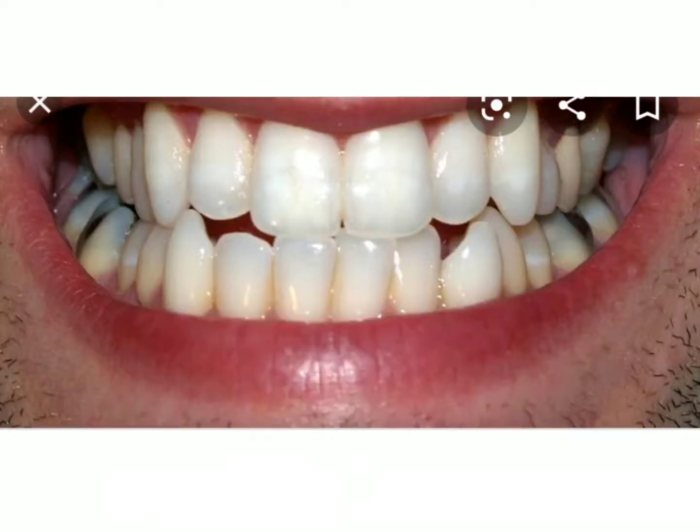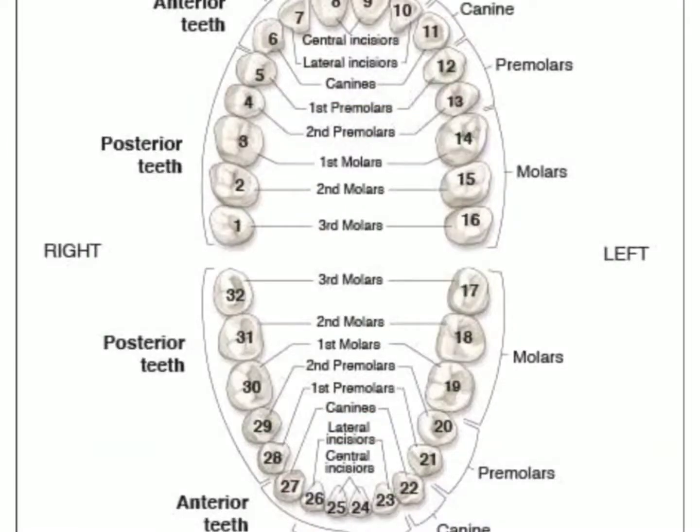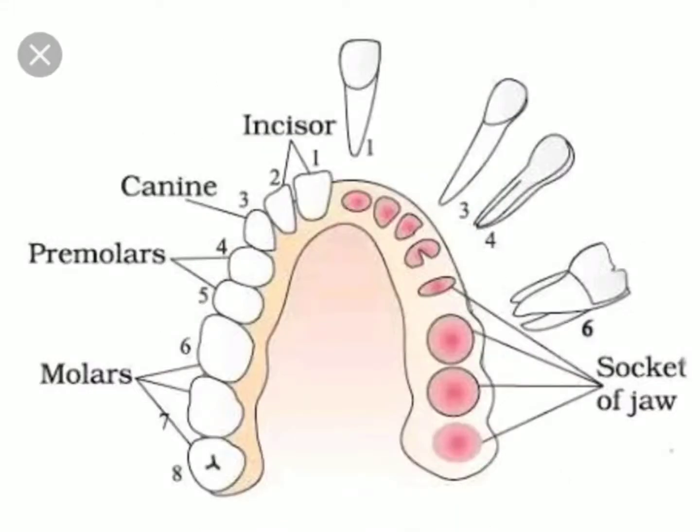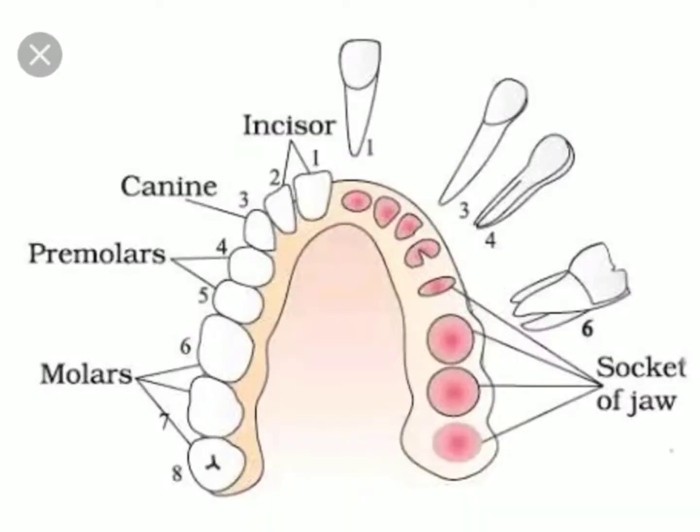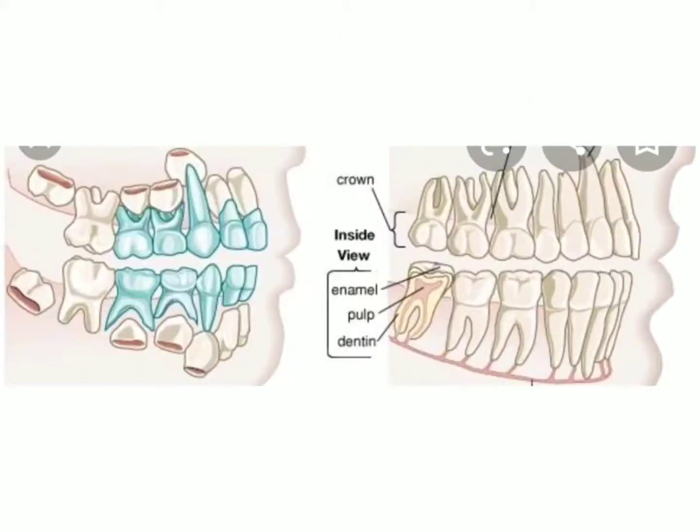An adult human has 32 permanent teeth, which are of four different types, namely incisor, canine, premolar, and molar. Because of these four kinds of teeth, the dentition is known as heterodont dentition, which has a dental formula of 2123 by 2123. This means there are two incisors, one canine, two premolars, and three molars, respectively. Here you can further compare the temporary and permanent teeth structures.